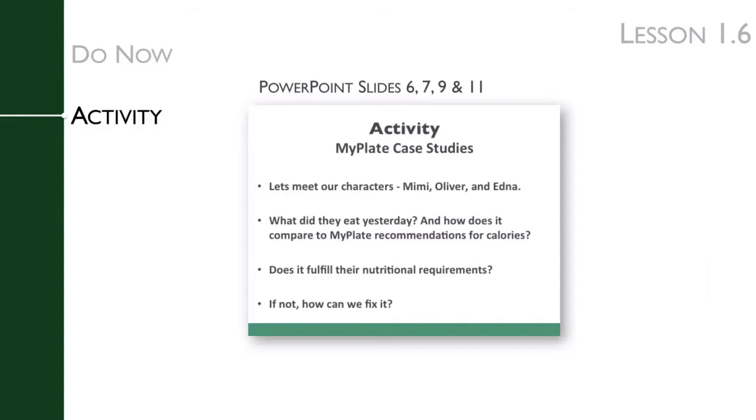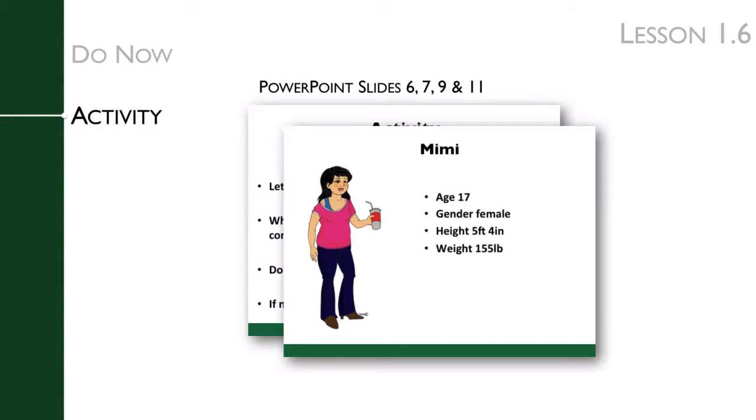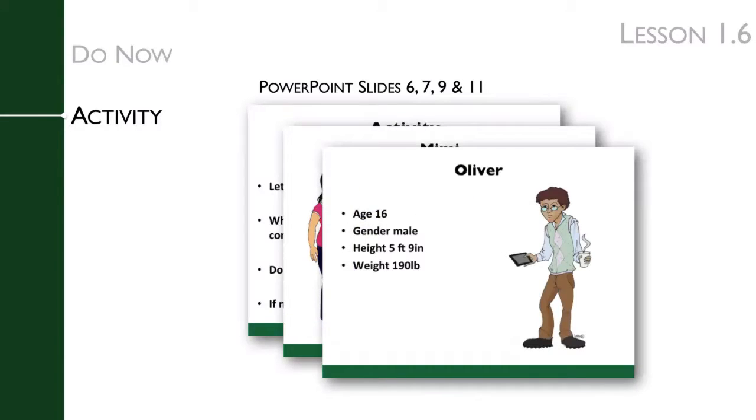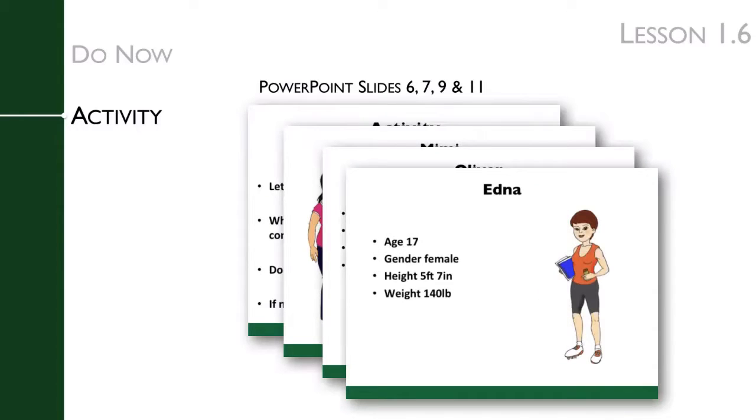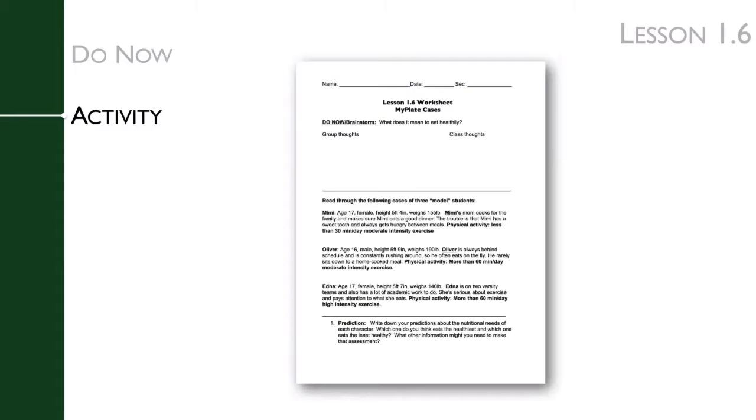Using the activity worksheet, students will be introduced to 3 characters to learn about those characters' lifestyle. Mimi rarely exercises and has a sweet tooth. Oliver rarely sits down to a meal and is always eating on the go, and Edna exercises often and tries to eat a healthy diet. Before being given specific dietary information, students will predict the nutritional needs of each character and predict which has the healthiest diet using the Lesson 1.6 worksheet.